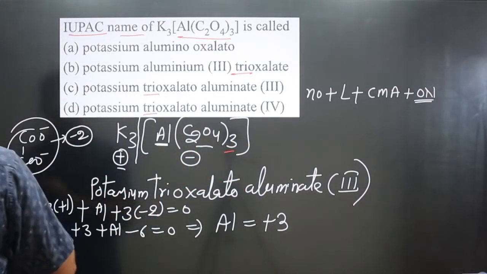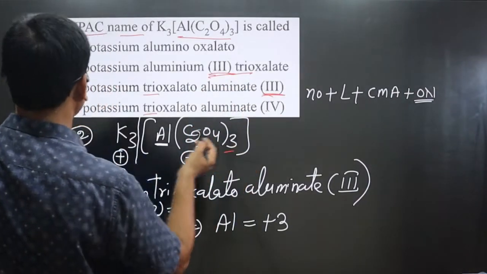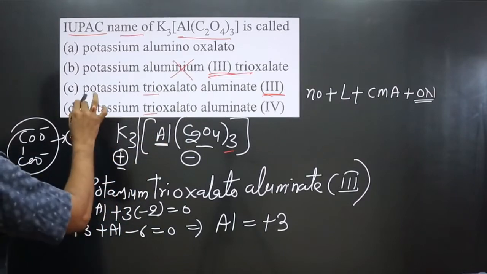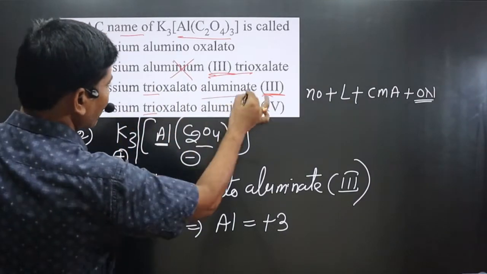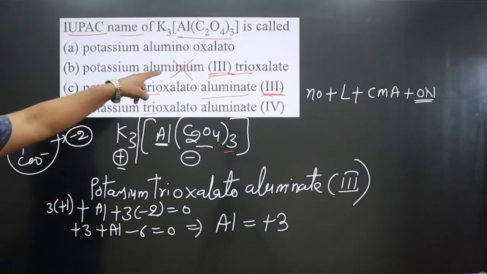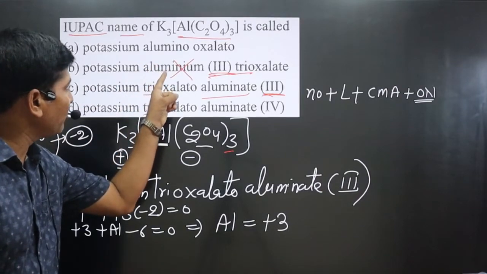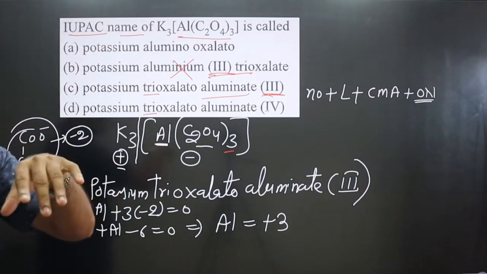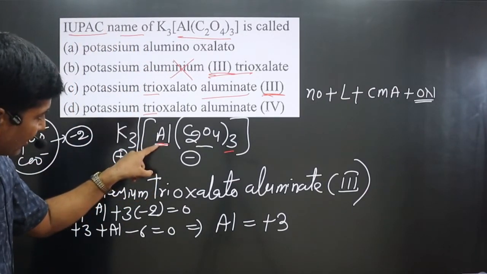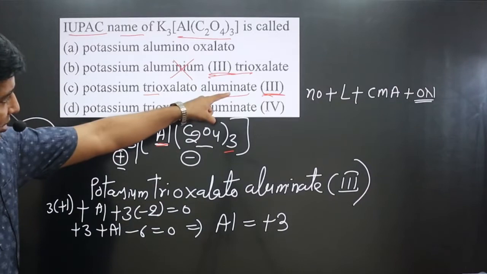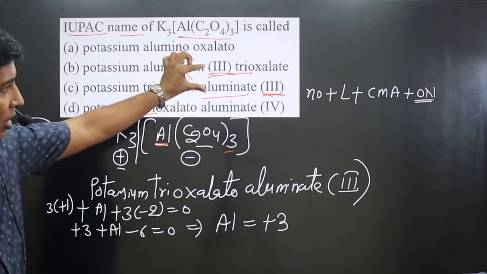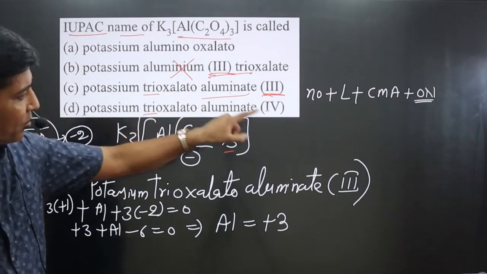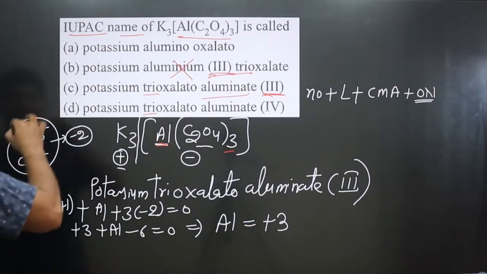You can see III is given here, and III is given here. Potassium aluminum, oh no, it is not correct. Potassium trioxalato aluminate, very interesting. In the second option it says aluminum, which shows the central element is present in the cationic complex, but it is in fact present in the anionic complex. That's why it becomes aluminate. You can see these two options are almost the same. We have potassium trioxalato aluminate(III). Option C is correct.